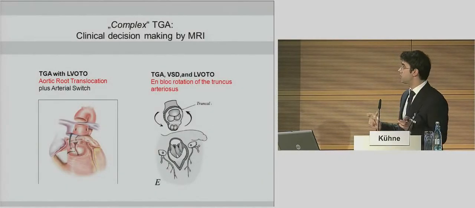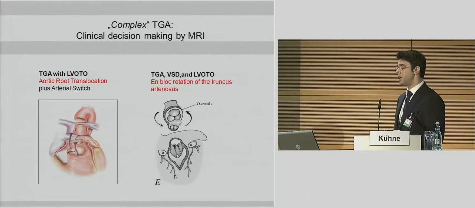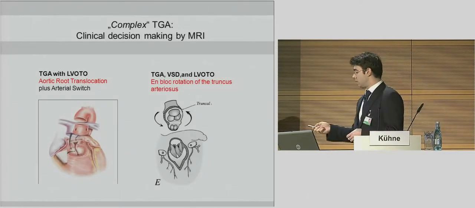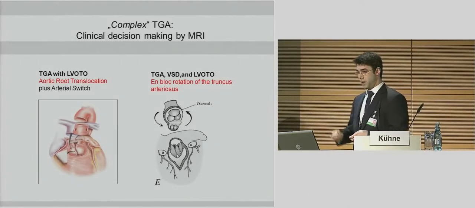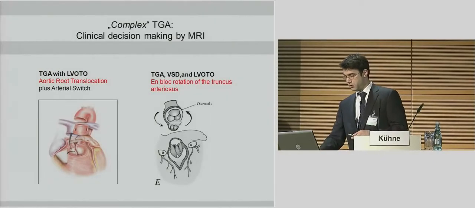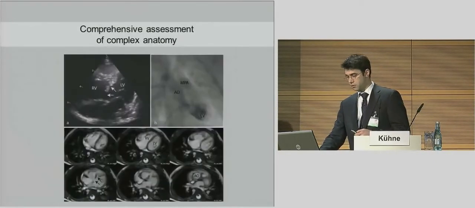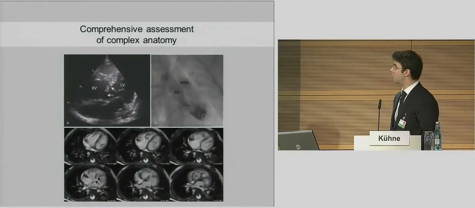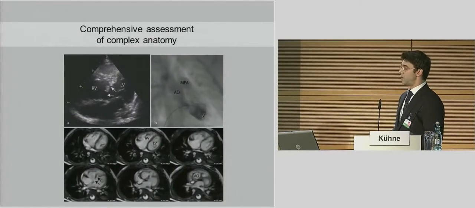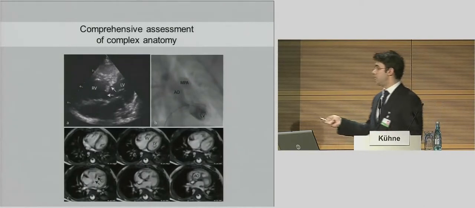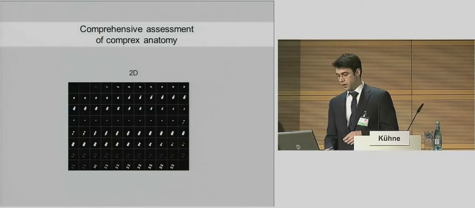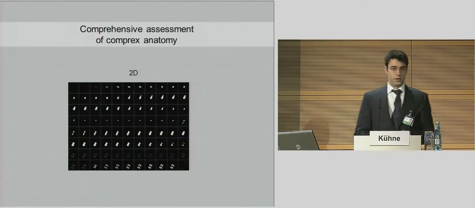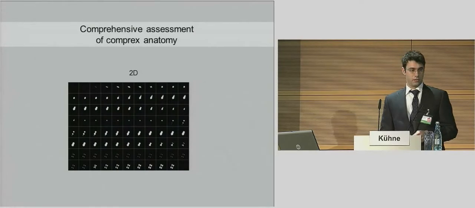So I want to close the talk now with some final remarks about complex TGA. We discussed that yesterday back and forth, aortic root translocation and so on. Obviously, I don't do that. And we also talked about the imaging modalities which are in place for doing that: echo, angiography, MRI. And we showed this image already two years ago.